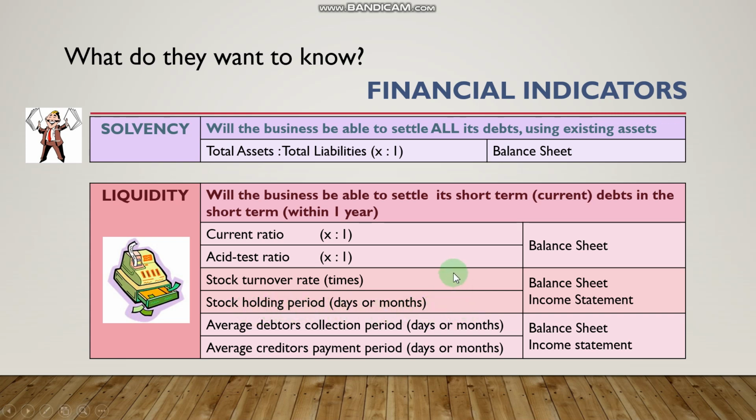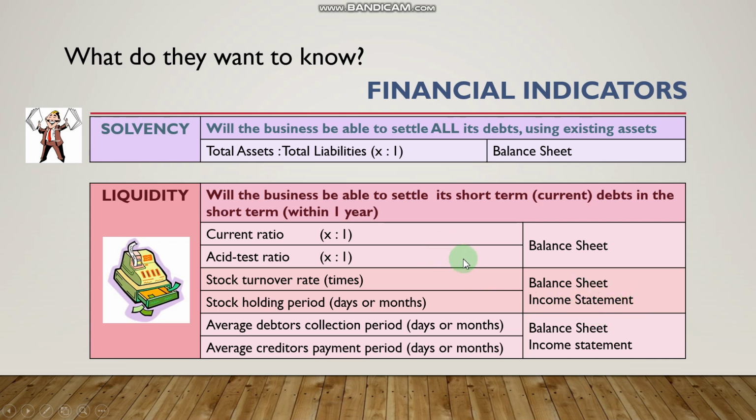So what do I use to calculate these financial indicators? I need to look at the balance sheet, because my stock figure will be there on the balance sheet. Remember that it is a current asset, so therefore I'm looking at the current asset section. And then my formula needs me to look at the cost of sales. The cost of sales will also be part of this formula to calculate stock turnover rate and the stock holding period. And the cost of sales is something that I will get on my income statement.